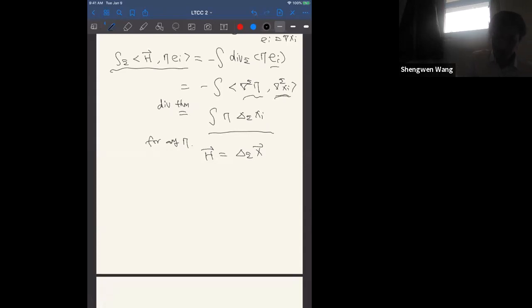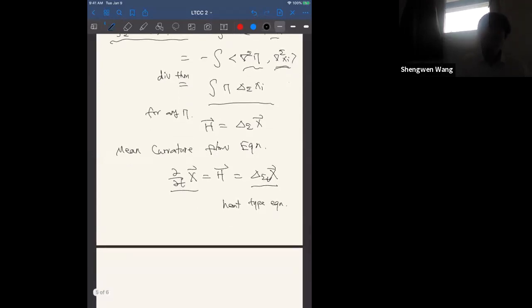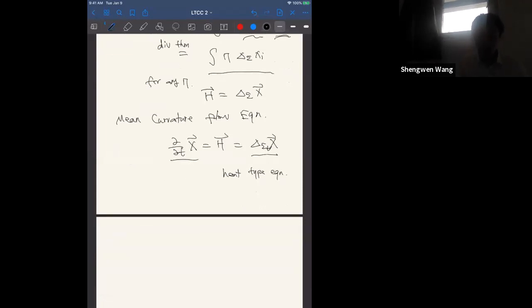So our mean curvature flow equation, which is d/dt of the position vector equal to the mean curvature vector, you can now rewrite like a heat equation. But the Laplacian is with respect to a changing metric. So this is a heat type equation. If people know what the harmonic map heat flow is, the harmonic map heat flow is the equation that is compared with respect to a fixed metric.